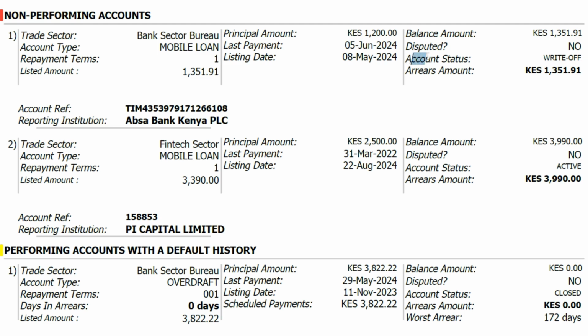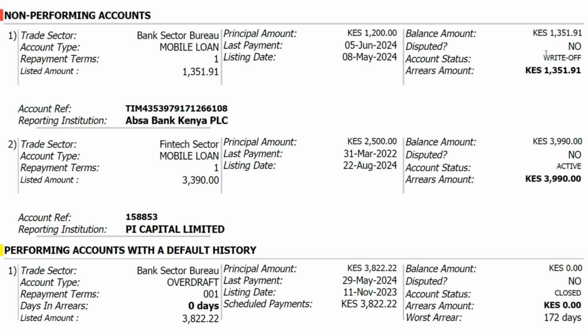We have also another section called account status. Now, the account status is usually either closed, active, or write off. In this case, this listed account, the account status is write off. What does this mean? It means this account has been listed for a long period of time and the person has never made an attempt to show an effort of making a repayment, and therefore sometimes it's presumed maybe they are not in a good status, or sometimes it may even imply that maybe they are dead.